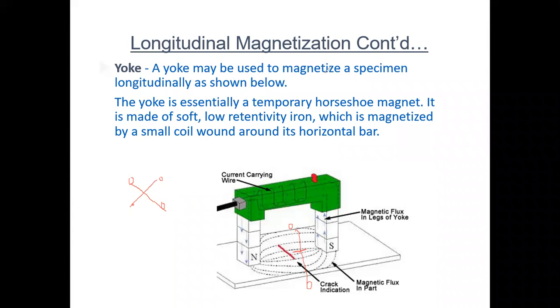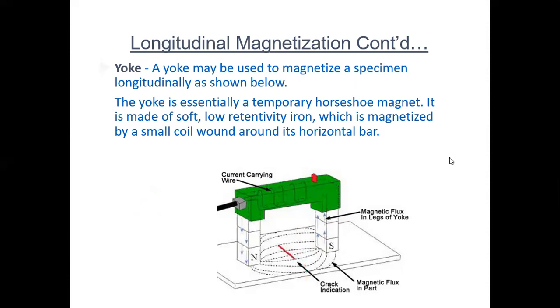So a yoke may be used to magnetize a specimen longitudinally as shown below. The yoke is essentially a temporary horseshoe magnet. It is made of soft, low retentivity iron, which is magnetized by a small coil wound on its horizontal bar. Generally, these poles we make from low retentivity material. Why? Because once the current is off, if the magnetic field remains high there, it is difficult to remove from the test specimen. Low retentivity means once you switch off the current, there is no residual magnetic field in this pole, so we can easily remove it from the job.